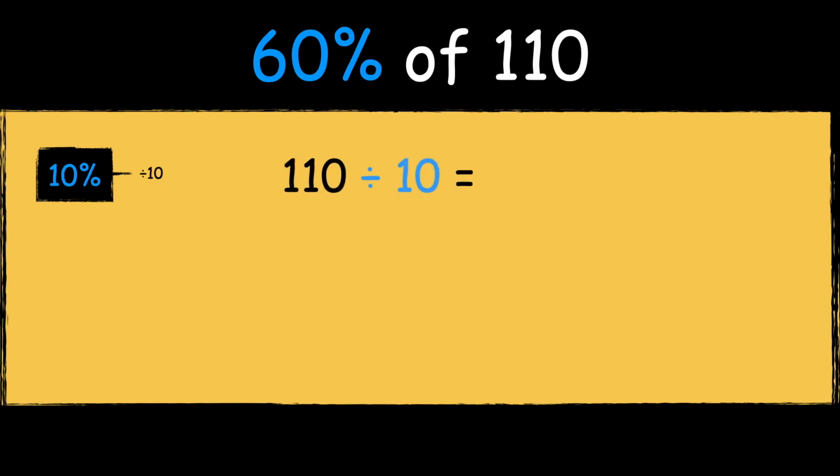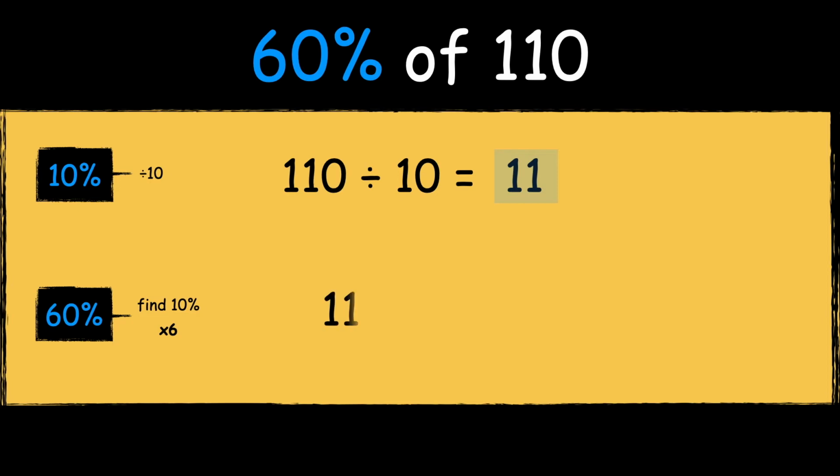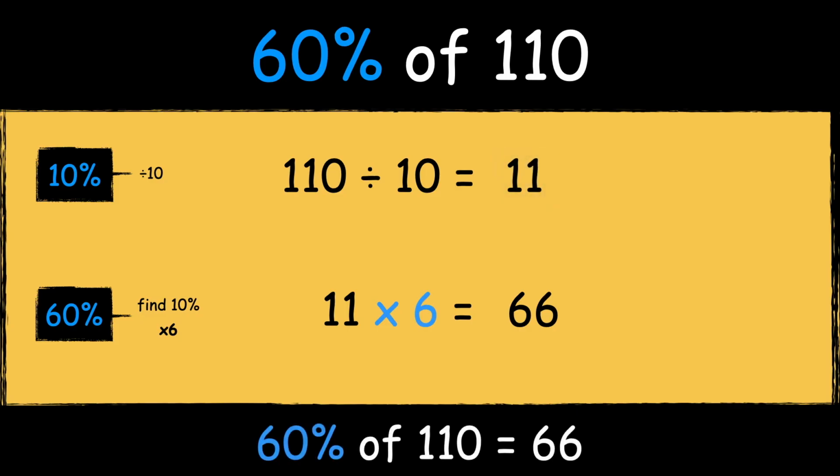Here's the next example, 60% of 110. To work out 10% of the number, we divide it by 10. 110 divided by 10 is 11. So to work out 60% of 110, we need to multiply the 10% answer by 6. 11 times 6 is 66. So 60% of 110 is 66.